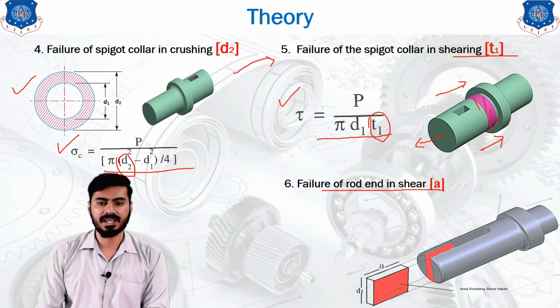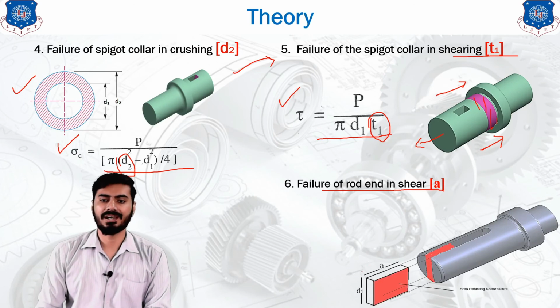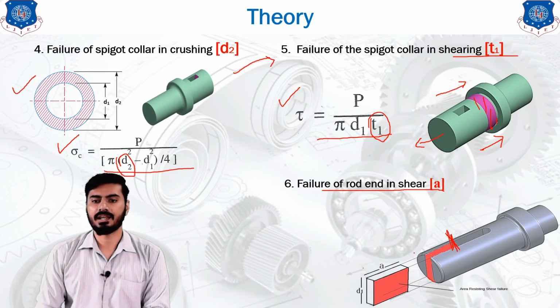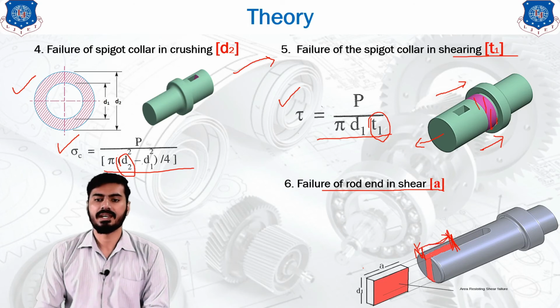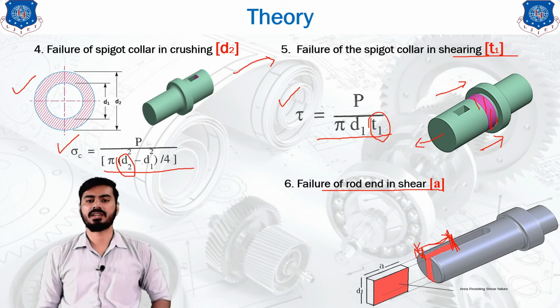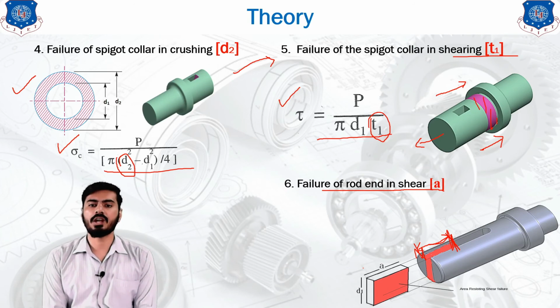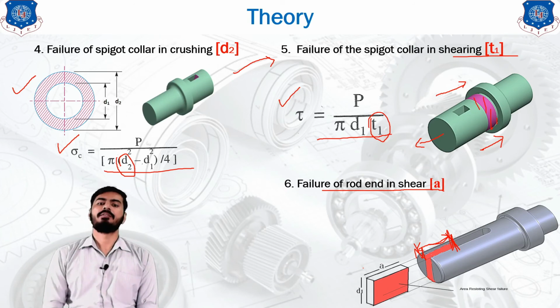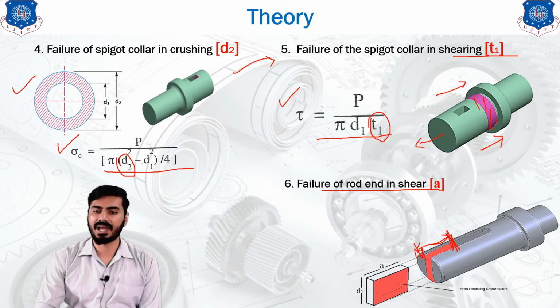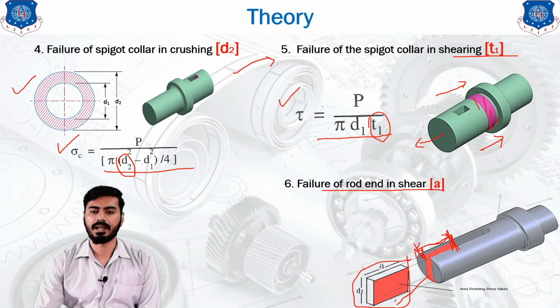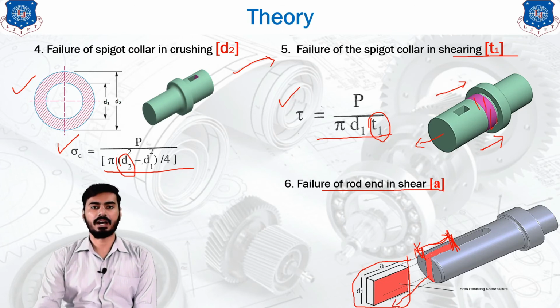The dimension A is the distance from the slot end to the rod end. So over here the slot end starts, and this is the rod end, and the distance between these 2 points is known as the dimension A. So our failure of the rod end in shear will cause the failure in this manner, and this metal portion of the rod will be cast out due to the failure in the shear manner.